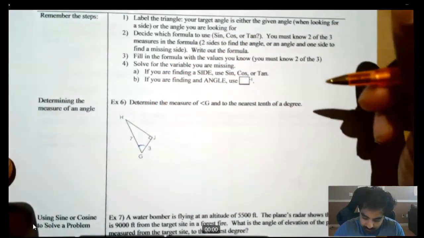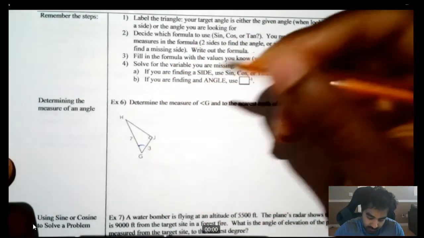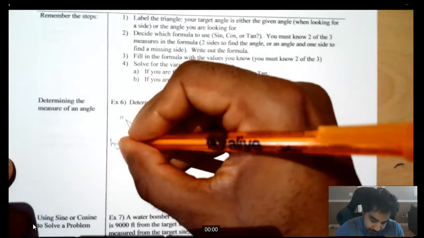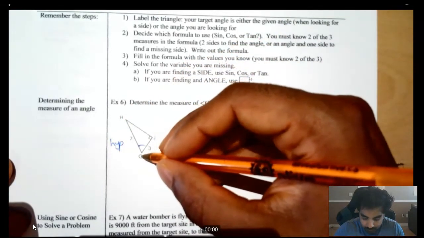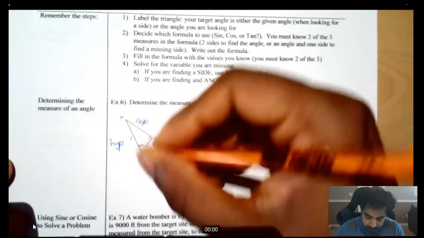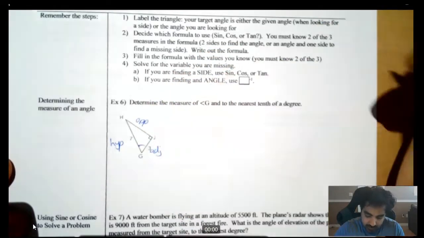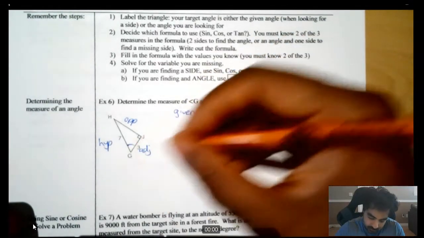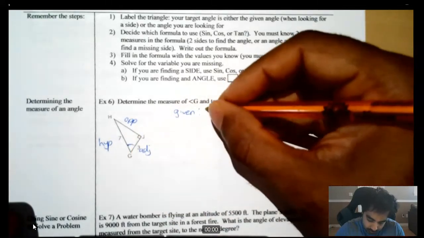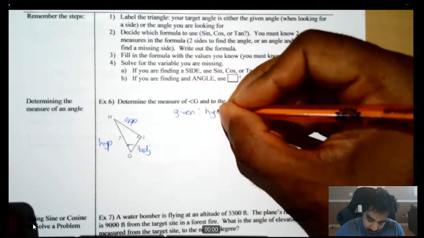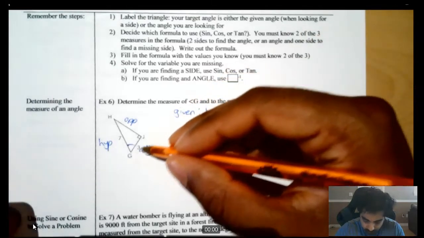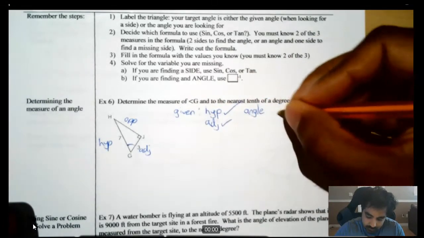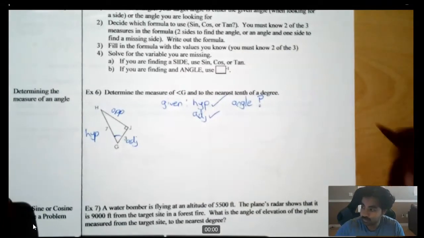Okay. So let's fill out the hypotenuse, opposite and adjacent. So across from the angle, hypotenuse. Across from the reference angle is the opposite, and right next to the reference angle is adjacent. Okay, we did that. And now we can write down given. What values are we given? We're given the hypotenuse. We're also given the adjacent. And we're looking for the angle. Okay, so I'll put a question mark here. Okay, so that's how we set it up.